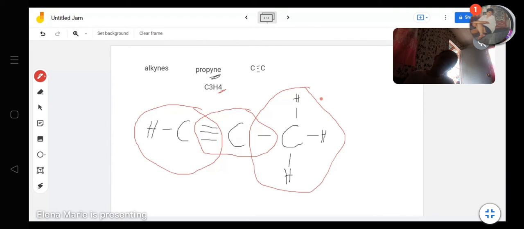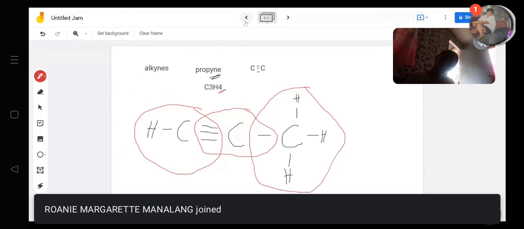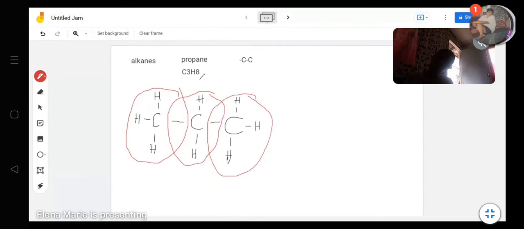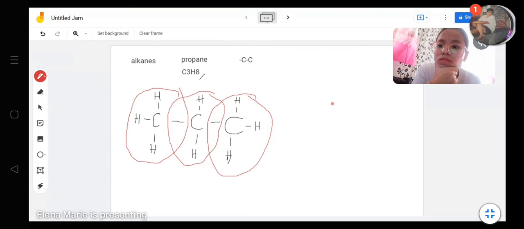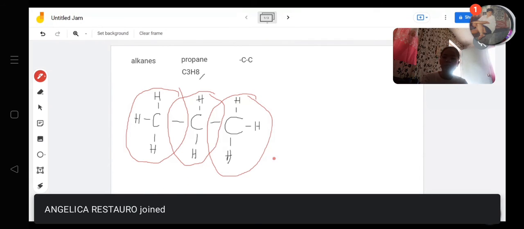Questions? No question, guys? Since you have single bonds here, it cannot bond anymore with any hydrogen, with any carbon, or with any other element, because it is already filled with 4 bonds. That's why it's called saturated.